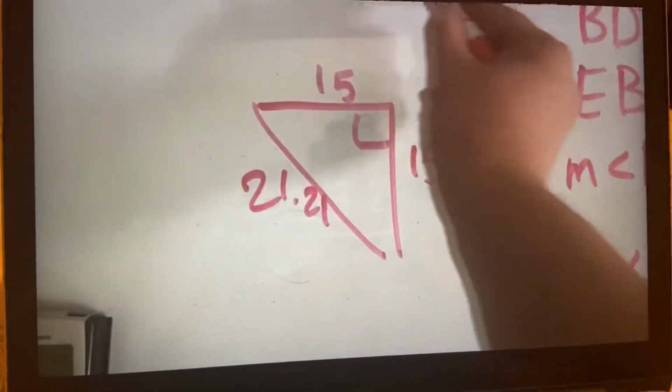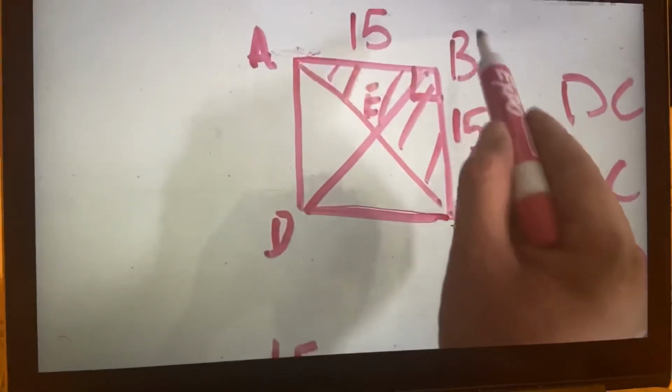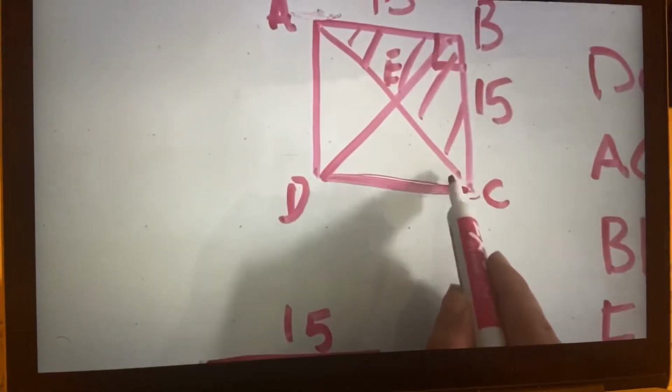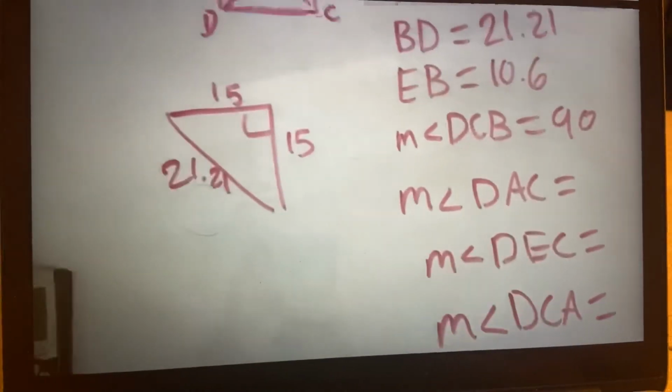We have to find the measure of angle DCB, which is right here. Sorry, excuse me about that, which is right here, DCB. And what do you know? It's a corner angle, which means it has to be 90.